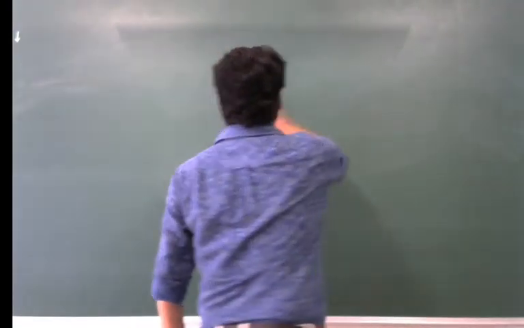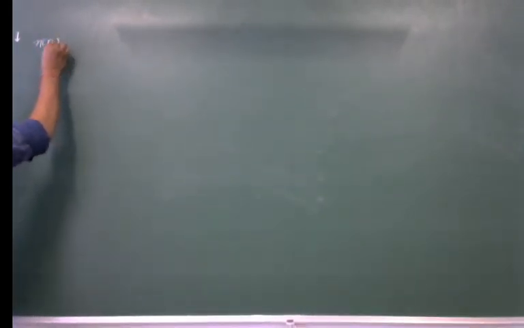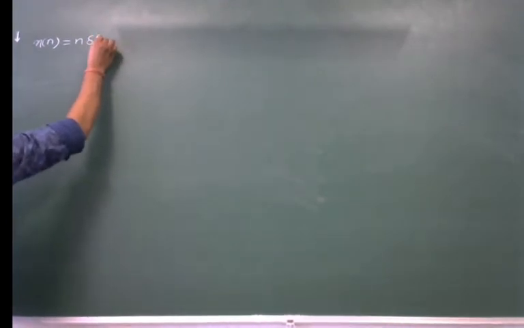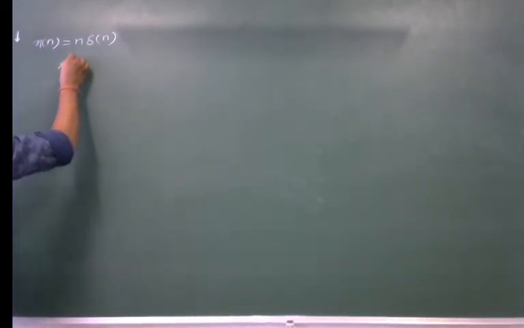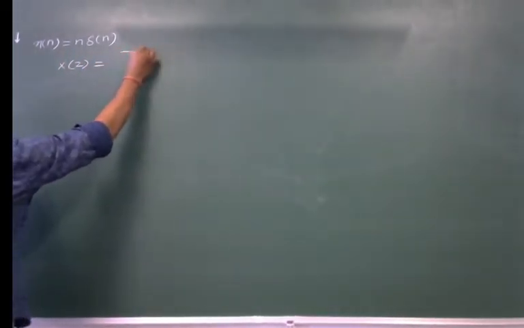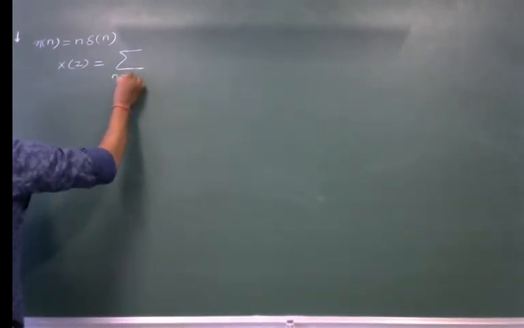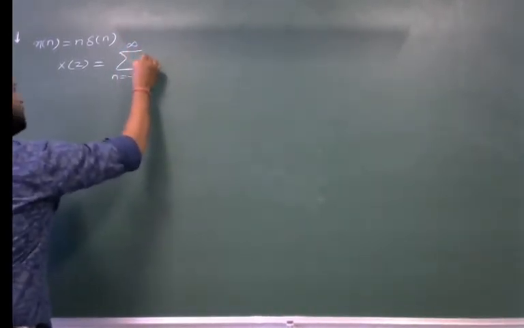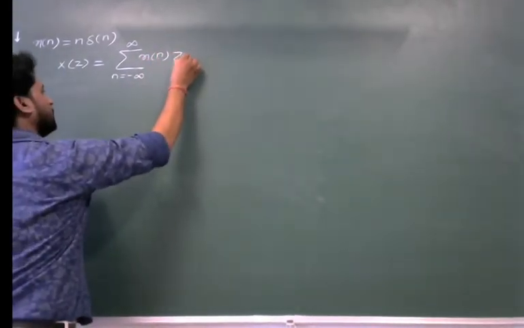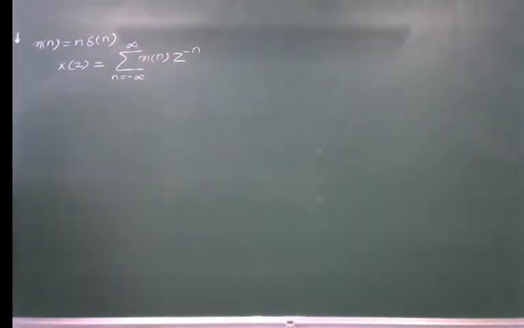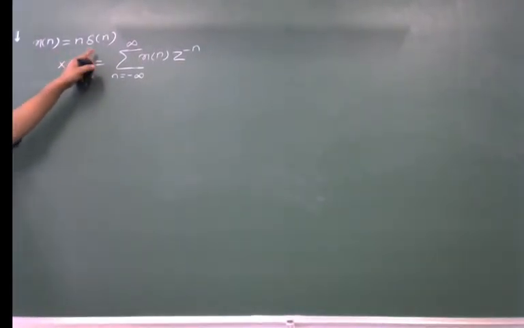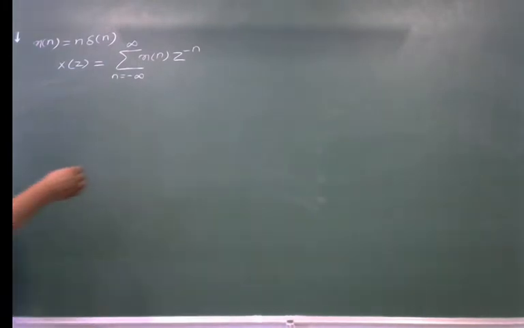Suppose x of n, a discrete time sequence x of n, is given as n into delta n. For this function, we have to find the Z transform. We know the relation to get the Z transform, that X of z is equal to sigma n from minus infinity to plus infinity x of n into z power minus n. Here x of n is given as n into delta n. So I will put this value here.